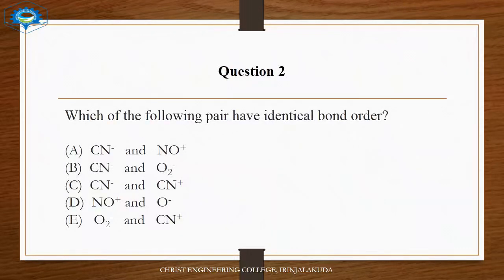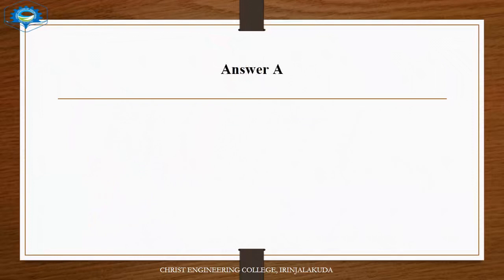Okay, question 2. Which of the following pairs have identical bond order? Option A: CN minus and NO plus. Option B: CN minus and O2 minus. Option C: CN minus and CN plus. Option D: NO plus and O minus. Option E: O2 minus and CN plus. Our answer is option A, that is CN minus and NO plus.